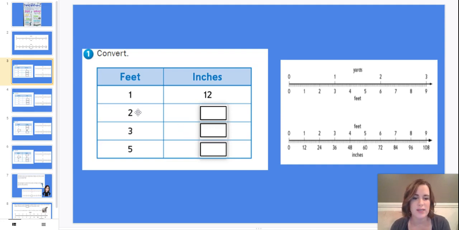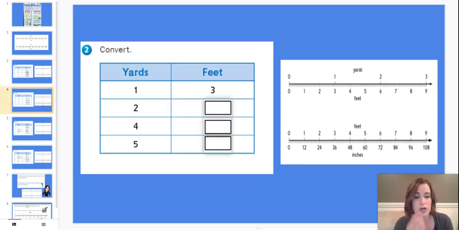So in 2 feet, if I look over here, 2 feet equals 24 inches. All right, 24 in there. 3 feet equals 36 inches. And 5 feet equals 60 inches. The important thing to remember here is that there are 12 inches in every foot. Okay? All right, so let's go to the next one.